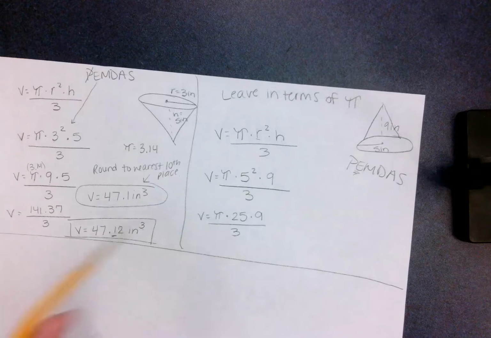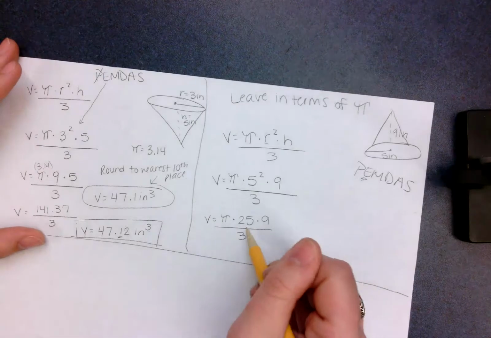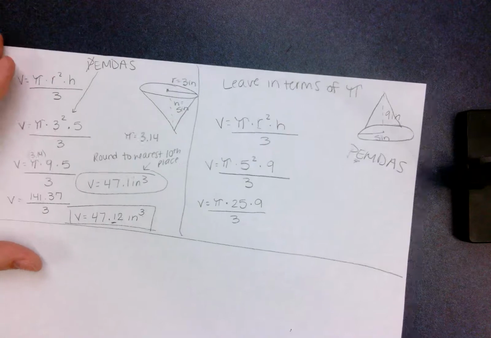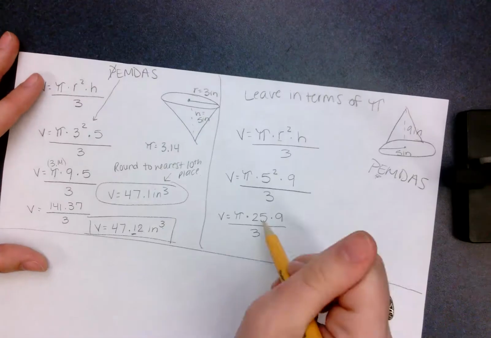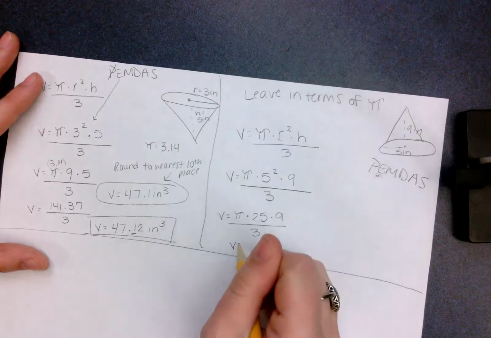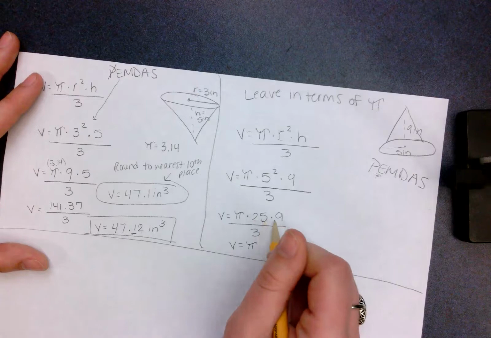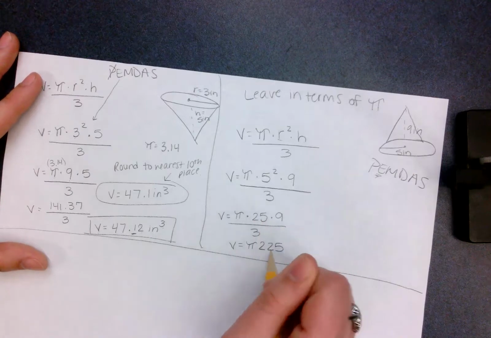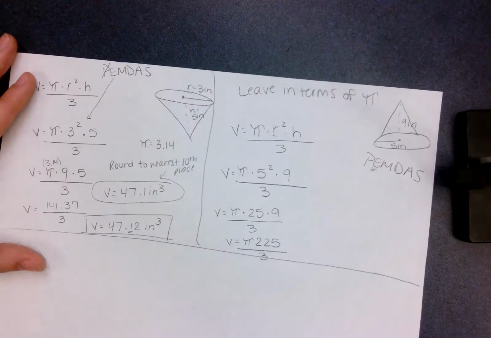So I'm going to leave pi alone. Leave in terms of pi, leave pi alone. So the next thing I could multiply or combine together is this 25 times 9. That's what I'm going to do. Also, you could think multiplication before division. So I'm going to do V equals pi times 25 times 9. 25 times 9 is 225. And all of that is divided by 3 because my formula tells me to.